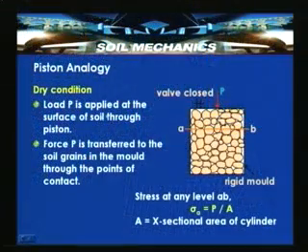So, load P is applied at the surface of soil through a piston and assuming that the valve is closed here, the force P is transferred to the soil grains in the mold through the points of contact. So, stress at any level AB is equal to P by A, where A is the cross sectional area of the cylinder. Now, let us consider sigma is the average stress and not the actual stress prevailing at the grain to grain contact points, which is generally very high. That is what we have discussed in the previous slide also. The actual points of contact exhibit a wavy form that is approximated here.